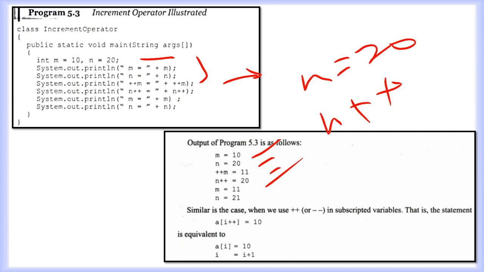But in the next execution, when you display m and n, m is 11 and n is 21. Now 21 is reflected here. So this is the difference between postfix and prefix.